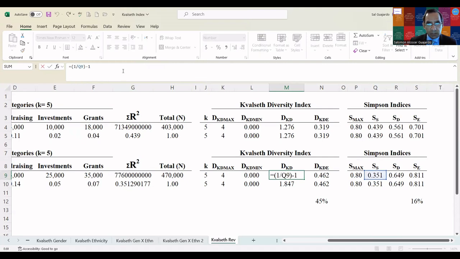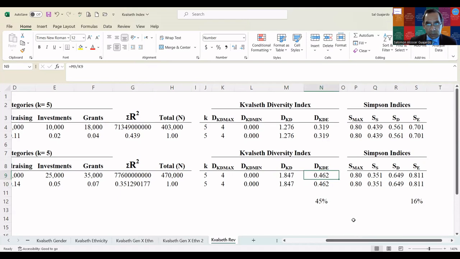To get the Kvalseth homogeneity index, it is 1 divided by 0.351 minus 1. That gives me the odds ratio of 1.847. To obtain the Kvalseth standardized or evenness score, it is 1.847 divided by 4. That gives me 0.462. If I interpret that, under the new revenue scenario, should I obtain the revenue that's forecasted, that's going to represent 46% of the maximum value of 4.